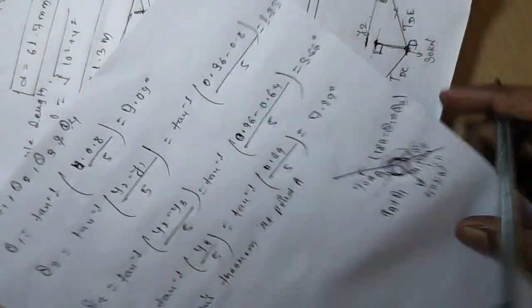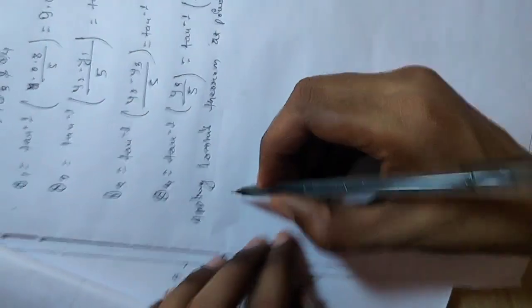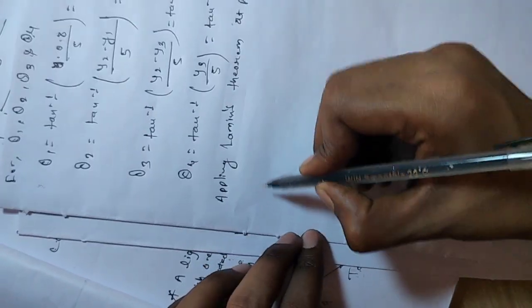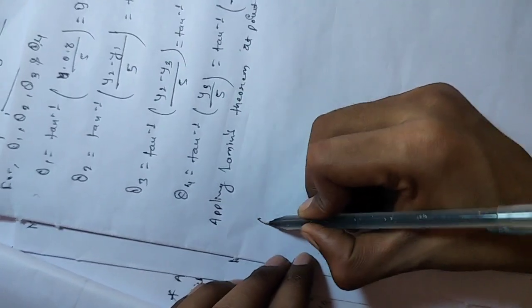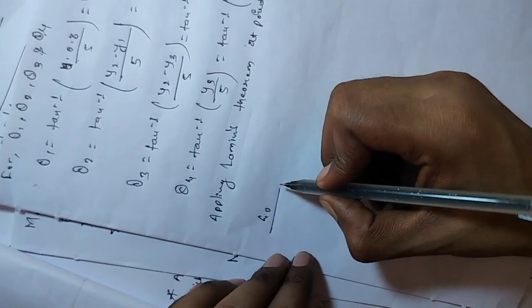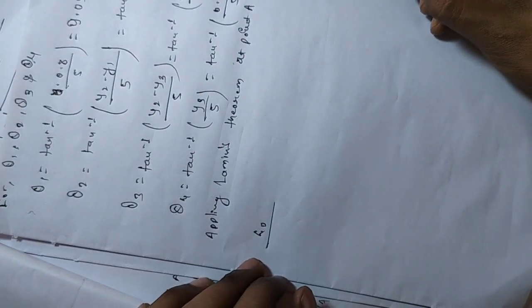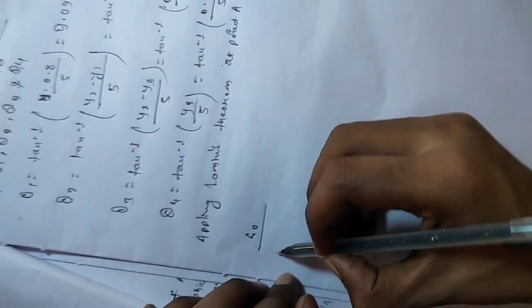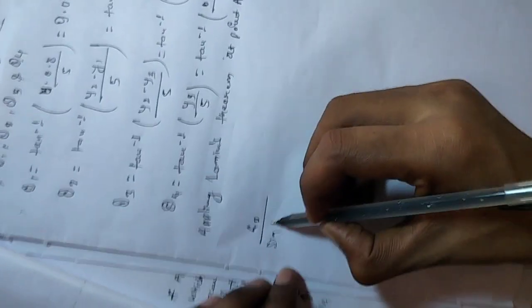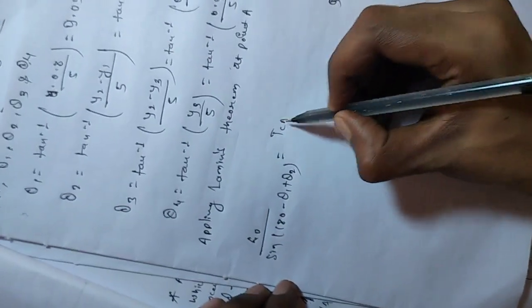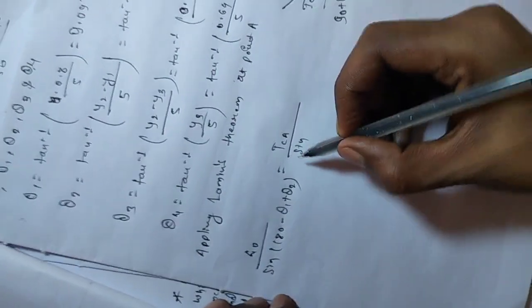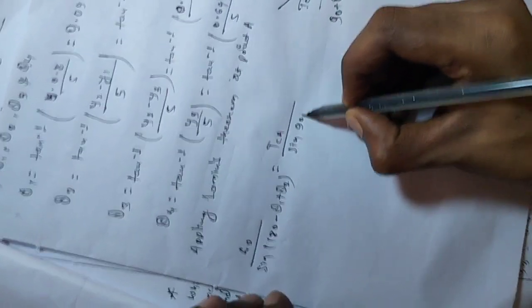So we are going to apply this Lami's theorem. According to Lami's theorem, the vertical reaction is given, 40 by the angle between the remaining two forces, that is sine of 180 minus theta 1 plus theta 2. Also TCA equals sine 90 minus theta 2.